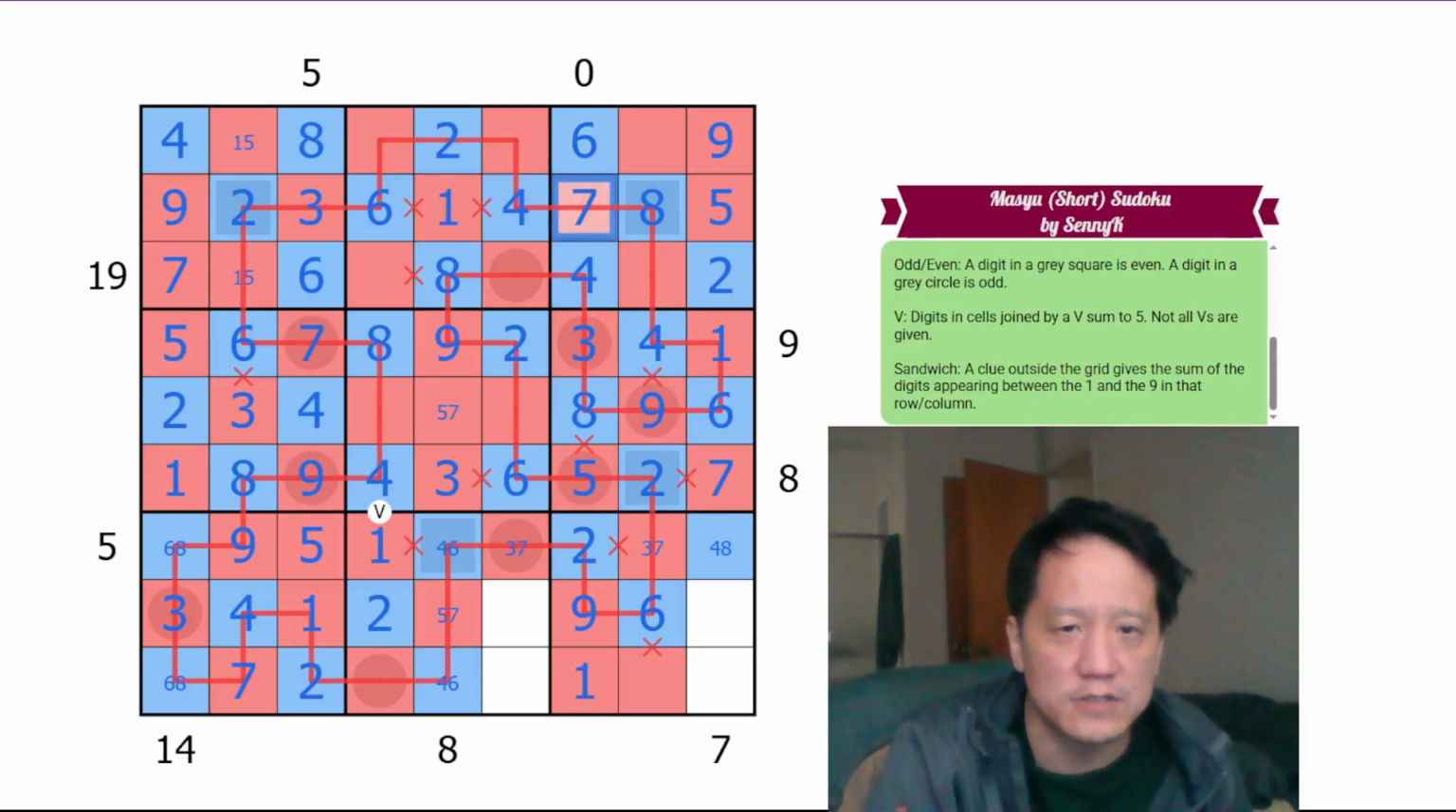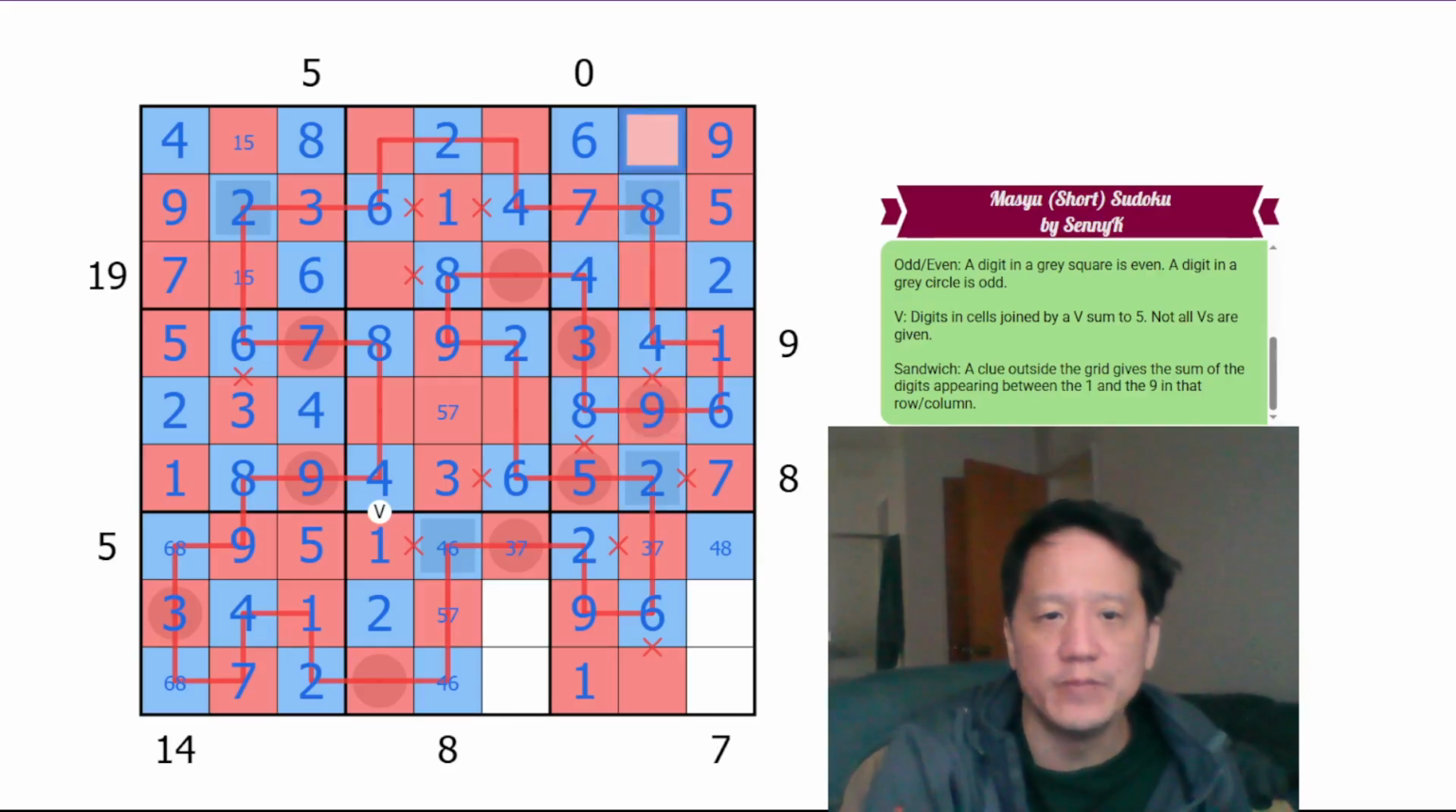So this is 6. This has to be 3, 5, or 7. We have a 1, 3 pair in box 3, which eliminates 1, 3 in the rest of the column. So this can't be 3. This is 7. This can't be 1, 3. It has to be 5.